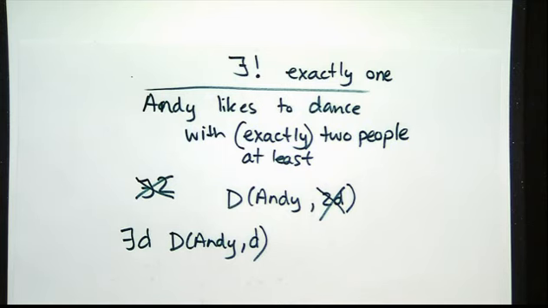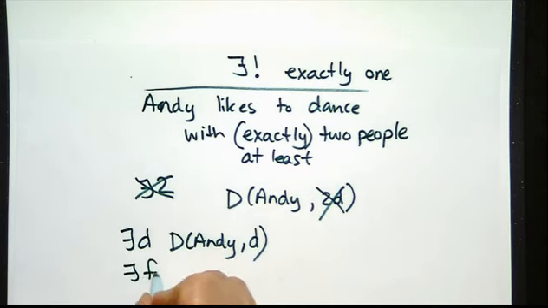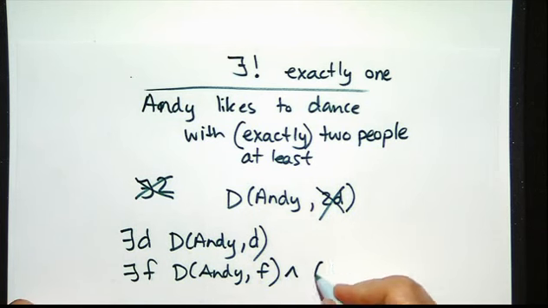Let's think about the second person that Andy likes to dance with. It's a different person. So I've come up with another person, but there's something missing here. I haven't actually said that F and D have to be different, right? In English, I said another person, and that means a different one. But I haven't written any logic here that makes these things different. So I have to actually say that F and D are different.